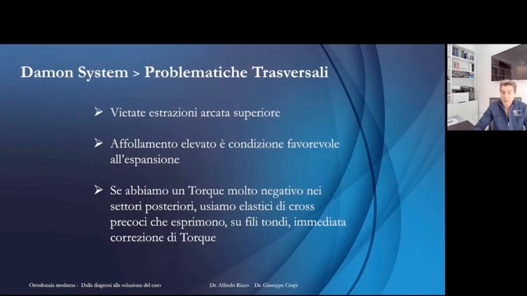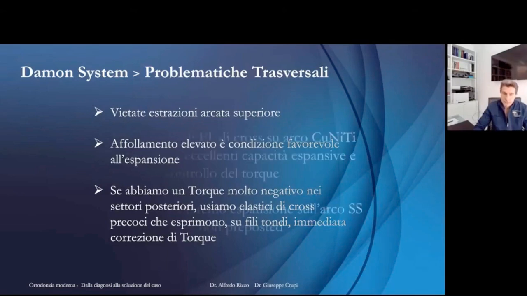High crowding is a favorable condition for expansion, to tell the truth. When we want to increase the volume, when we want to achieve expansion to correct crossbite, we cannot think about extractions, because extraction will contract the dental arch and will keep it narrow. Moreover, if we have a very negative torque in the posterior areas, we can use early cross elastics on round arch wires in order to achieve immediate torque correction.